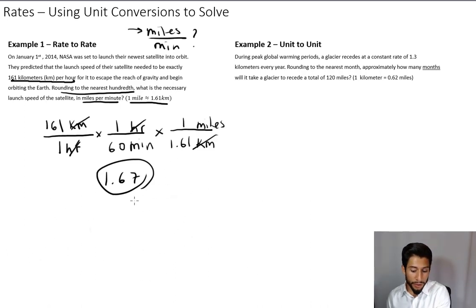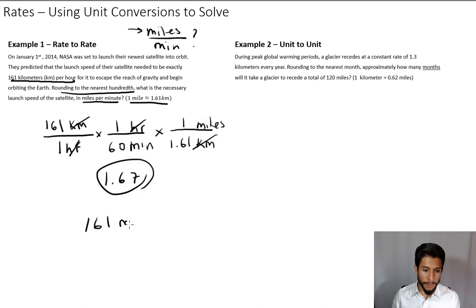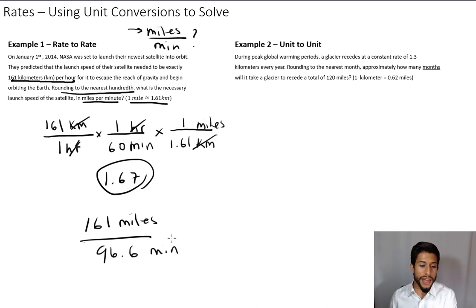be to multiply the bottom first, right? So, multiply the top. So you'd get 161 miles, and then multiply everything on the bottom, right? So you'd be like 60 times 1.61, and you'd get 96.6 minutes, and then you would divide, right? And that would still give you the same answer.